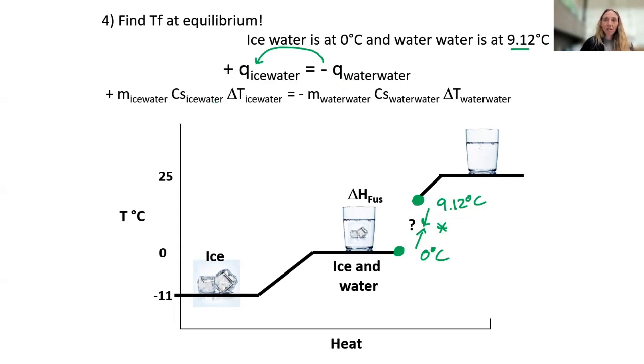So then we use the heat equations, right? So we have positive, the mass of the ice water times the specific heat of the ice water, which is now water, right? The change in temperature of the ice water equals negative, because the heat's going into the ice water, the mass of the water that we started with, the specific heat of the water, and the change in temperature of the water. Okay, so that's how we set up the problem. Now, again, you can pause the video here and see if you can solve them and get the same answer. If not, let's continue.